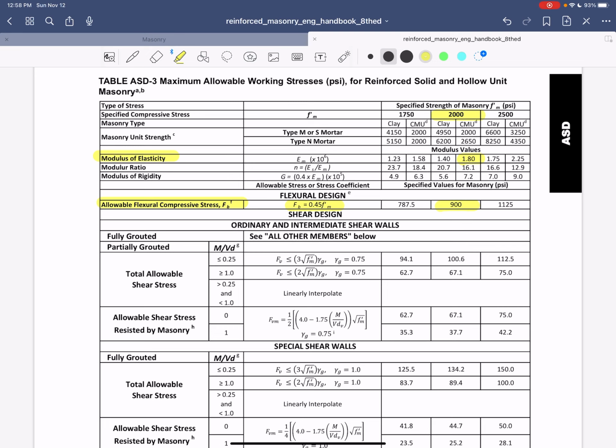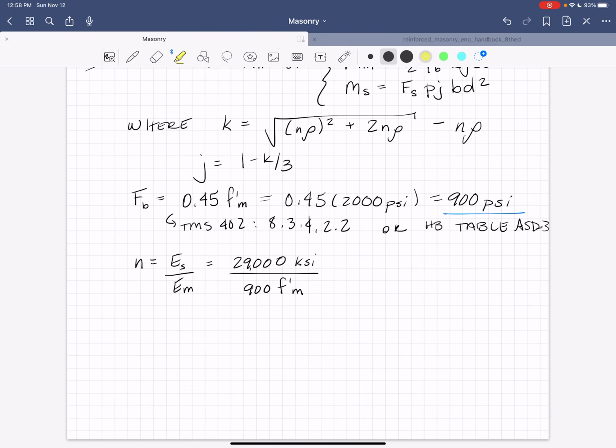And here's the modular ratio. So I don't even have to do that. I can just go straight to the modular ratio for my strength of CMU. I should get 16.1. If I go in here and do that calculation, it's not that complicated. Either do the calculation or look at the table. I'm just showing you both at the same time. And that does come out to 16.1. So that's my modular ratio, which I also need for these calculations. So I can use that table or use this.